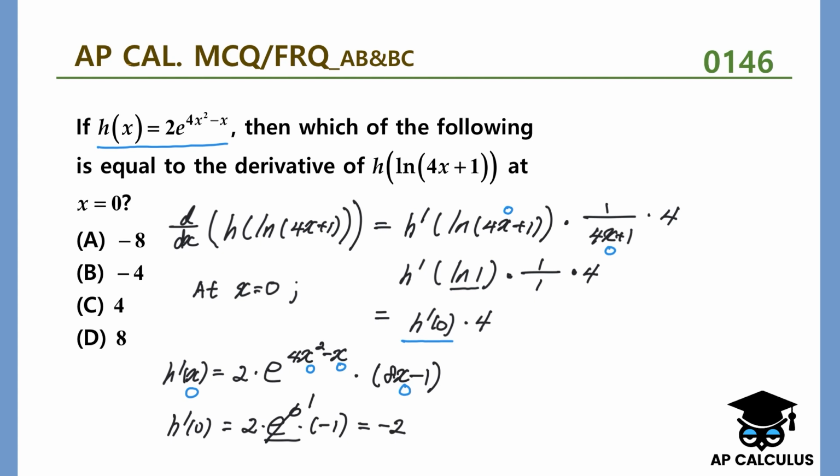So I'm going to substitute -2 for h prime 0. So that is equal to -2 times 4, which gives us -8. So the answer is A.